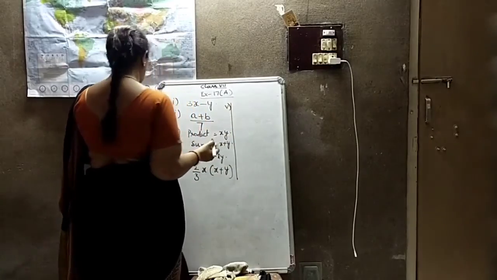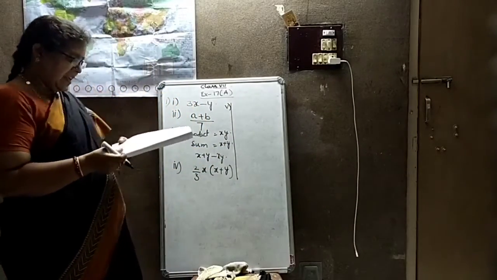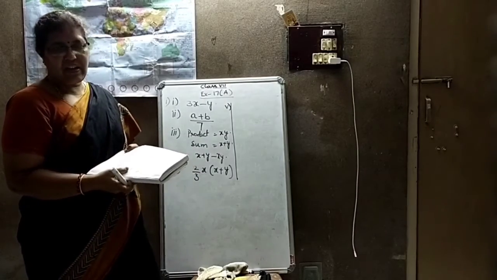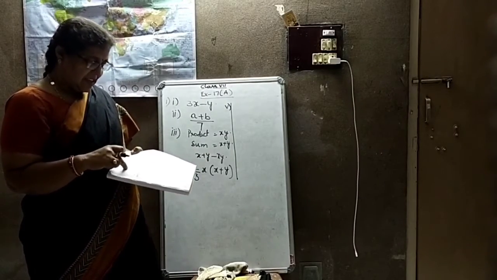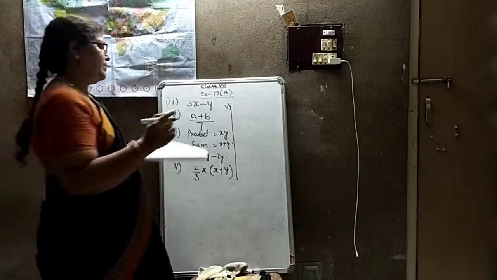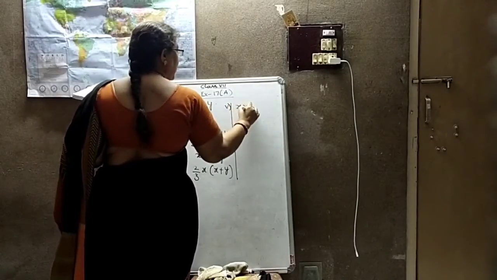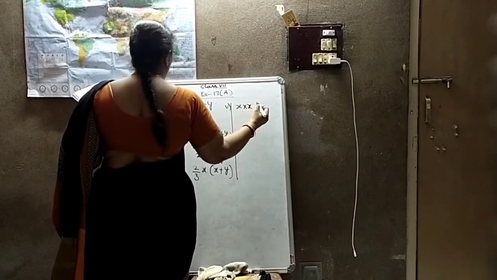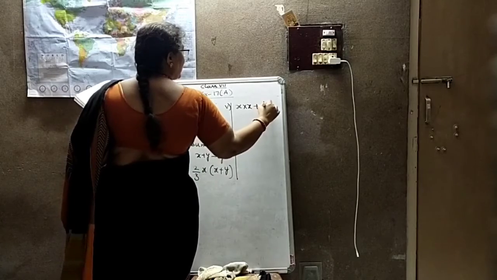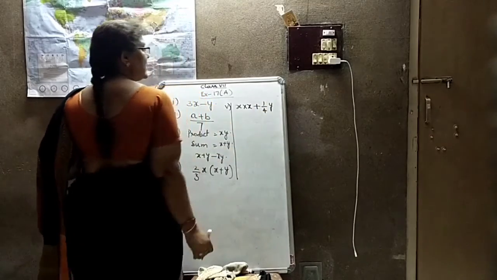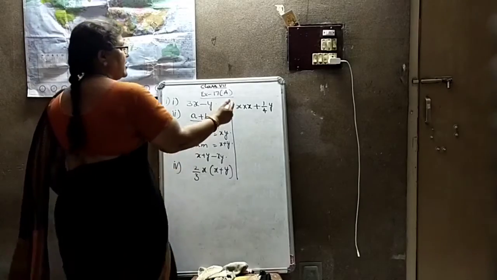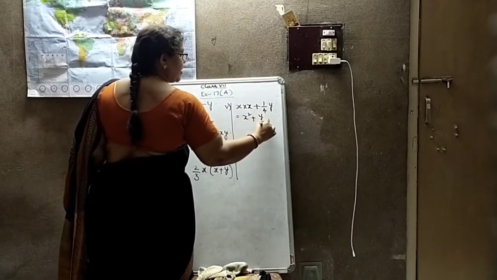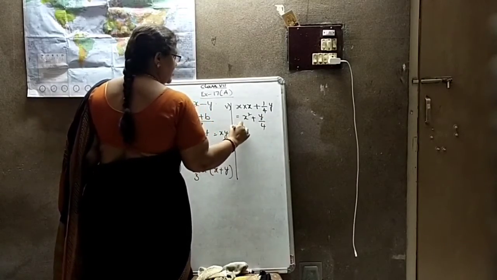Now, fifth sum: a number x multiplied by itself and added to 1/4 of a number y. A number x multiplied by itself, and added to 1/4 of a number y. Clear? This can be written one more way, that is x square plus y by 4. Also you can write. Clear, children?